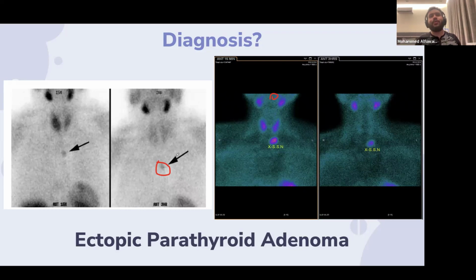Embryologically, if you guys remember, the parathyroid is coming from the pharyngeal arches. It will descend down. Okay? When it's descending too much, it will go all the way down to the thoracic cavity. That's pretty much it. So this is the ectopic parathyroid. It just descends too much.